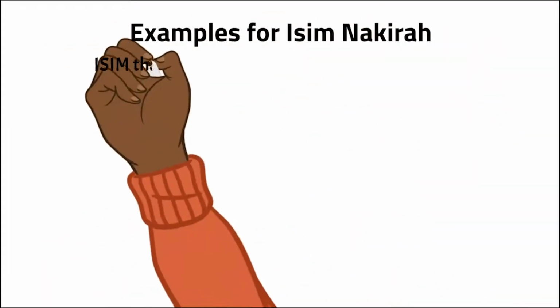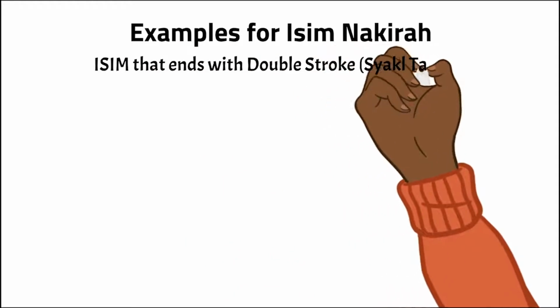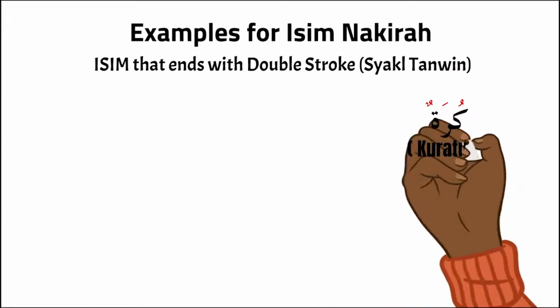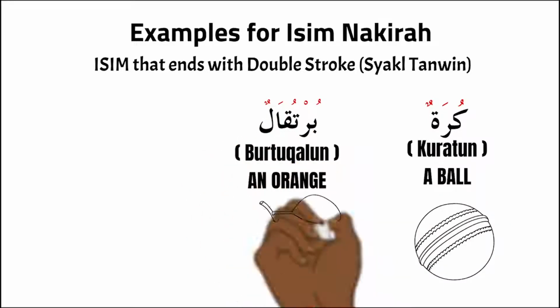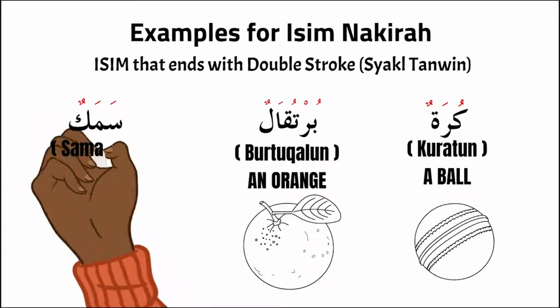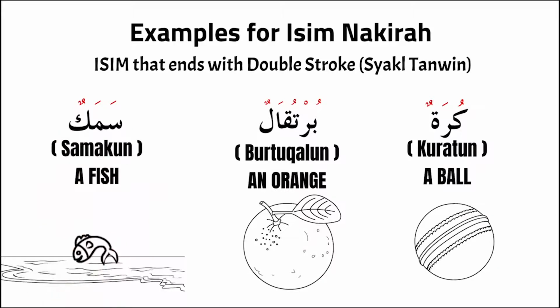Examples for Isim Nakirah. Ism that ends with double stroke, shakal tanwin. Kuratun, a ball. Burtuqalun, an orange. Samakun, a fish.